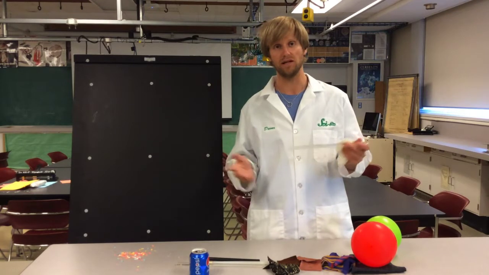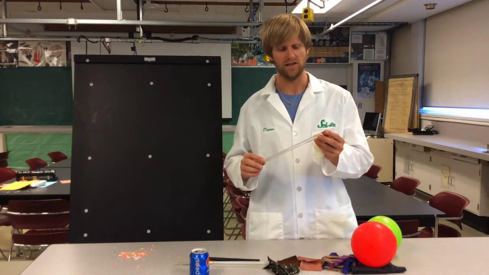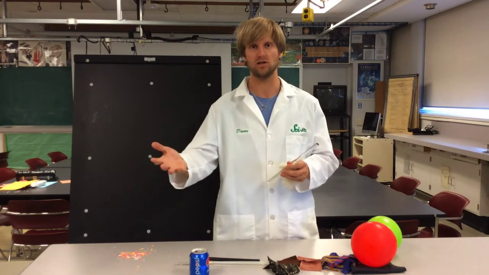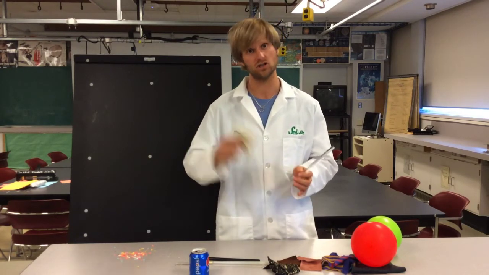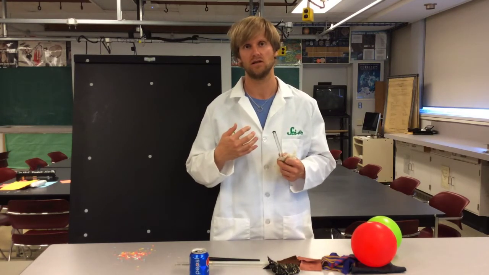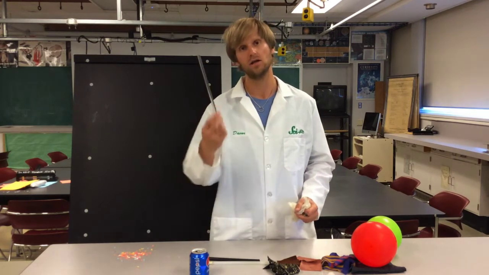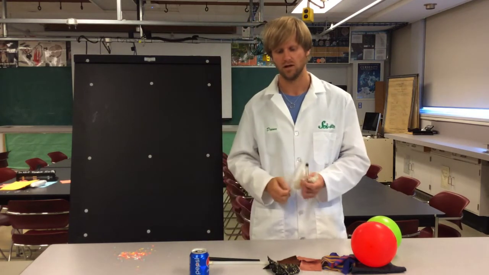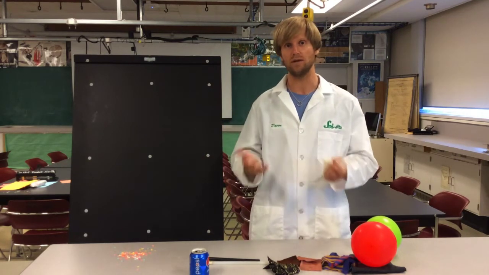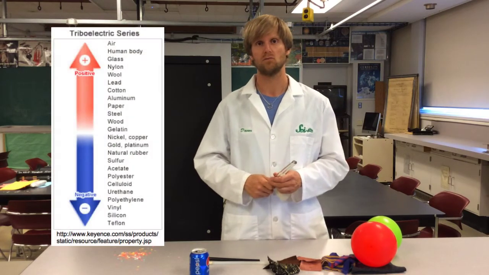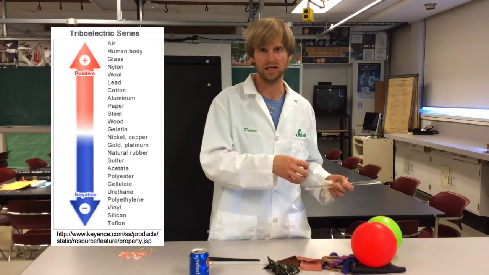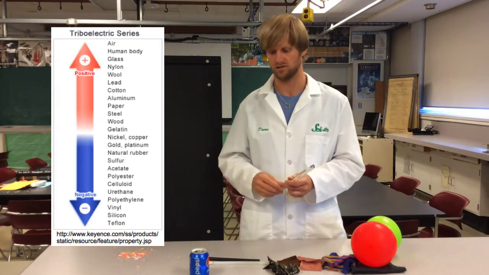Well, scientists have done many experiments with static electricity, and they've come up with a way to see which materials are good at giving up electrons, so that means becoming positively charged, like the wool, and materials which are good at taking electrons and becoming negatively charged, like this plastic rod. They put all this information into a series that they call the triboelectric series. And looking on the series, you can see which materials are good at taking up electrons and which are good at giving up electrons.